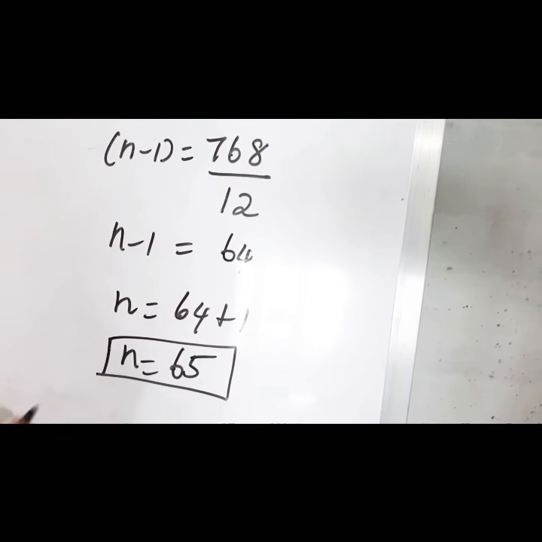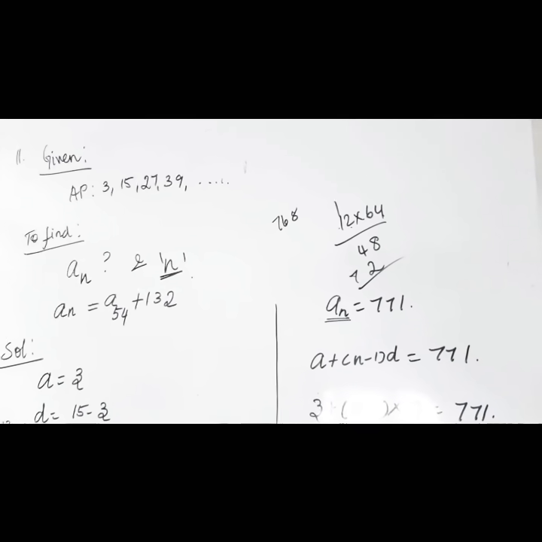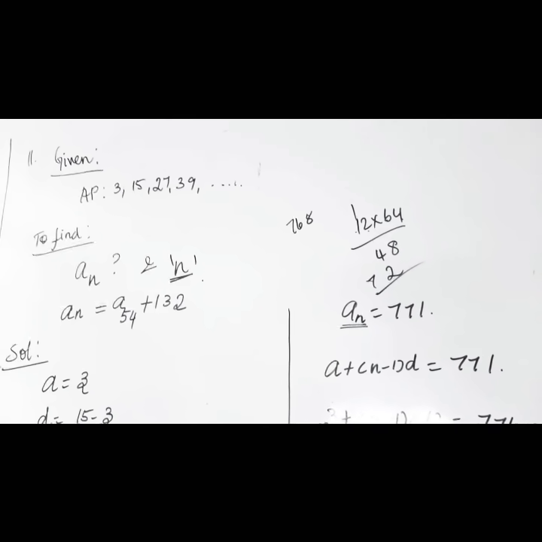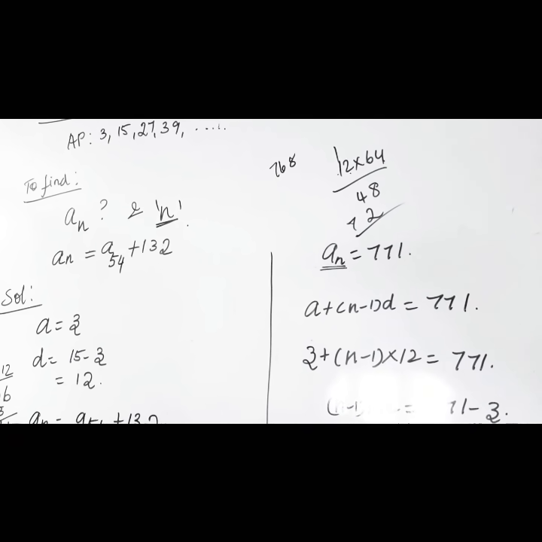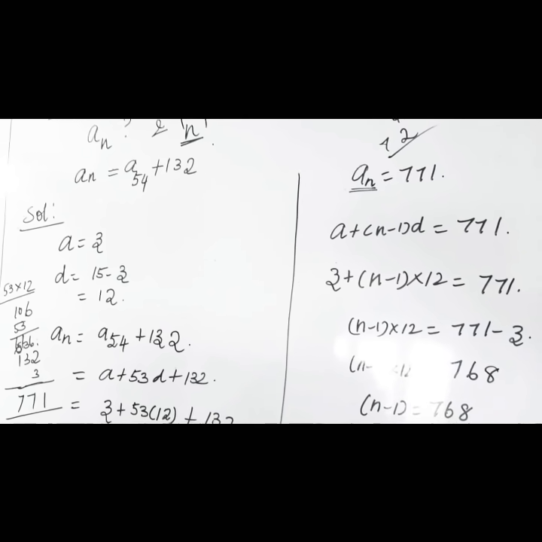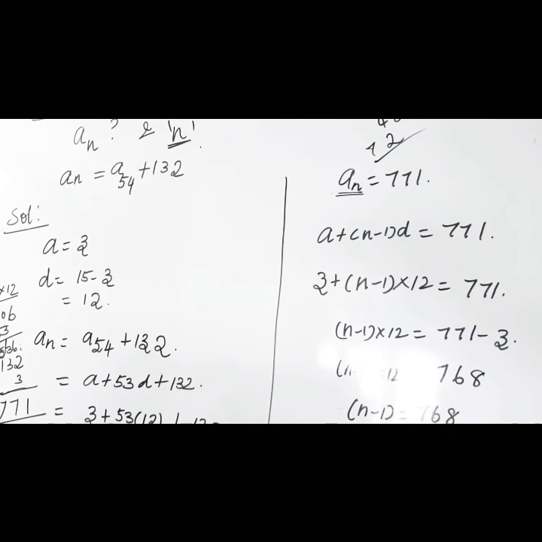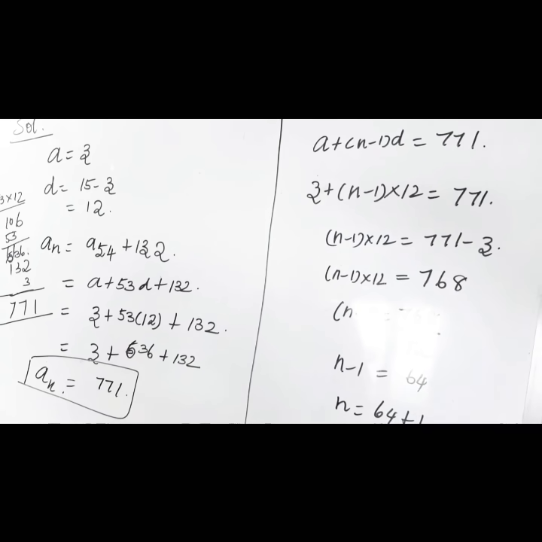What is given in this question? In this question they gave one AP and they ask you to find out which number the term of this AP is a54 plus 132. That we cannot find directly. So what we did is we found out an, and then we calculated the value of n. an is 771 and n is 65.